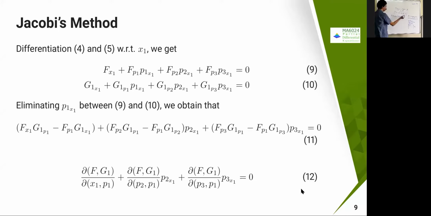this one, g1. In that case I'm going to get g1 x1 plus gp1 p1 x1 plus gp2 p2 x1 plus gp3 p3 x1 equal to 0. Now from these two I'm just going to eliminate these terms p1 x1. If I remove p1 x1, what I can do is multiply this one by gp1 and this one by fp1 and then subtract.